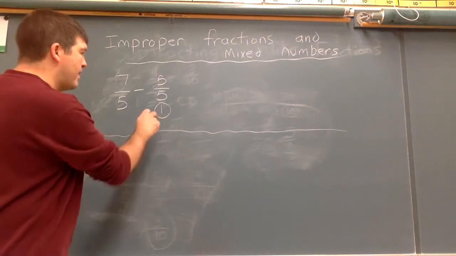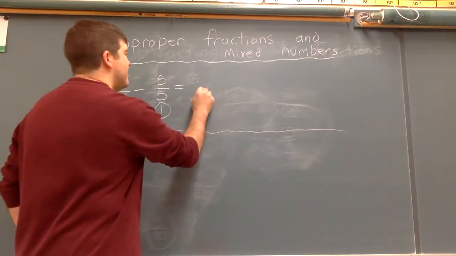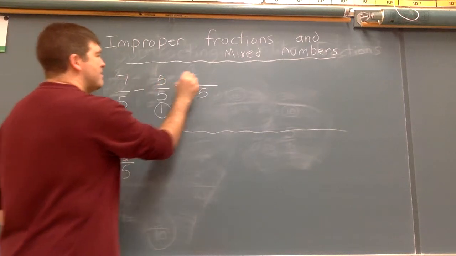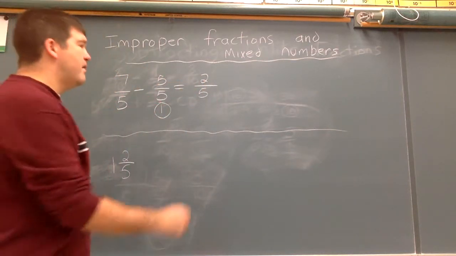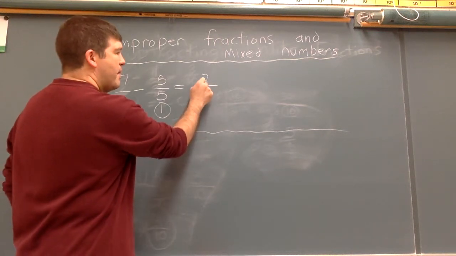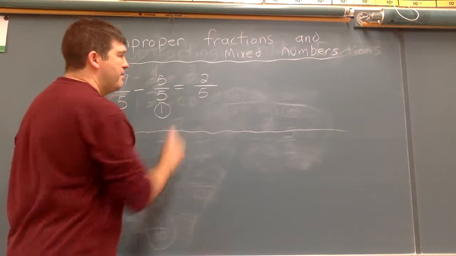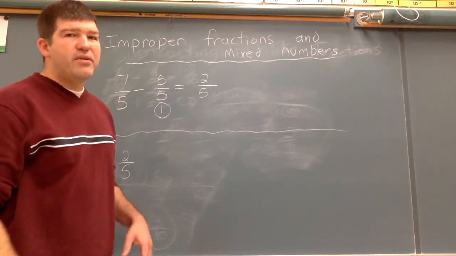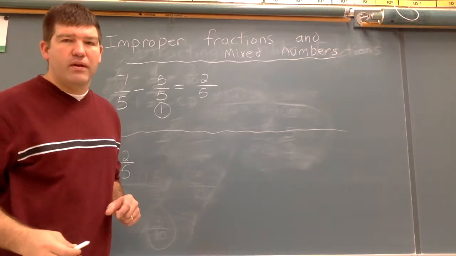So if I take my whole out of it, then I have like denominators, so it's easy. I'm going to subtract it. 7 minus 5 is 2. Okay, so 2/5. Now, is this an improper or a proper fraction? Well, the number on top is smaller. I don't have enough to make up a whole.